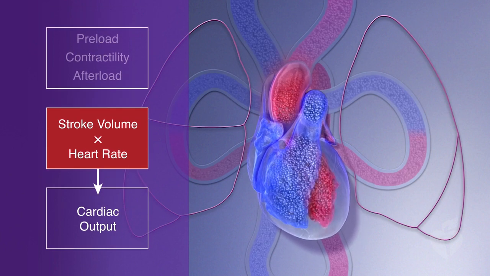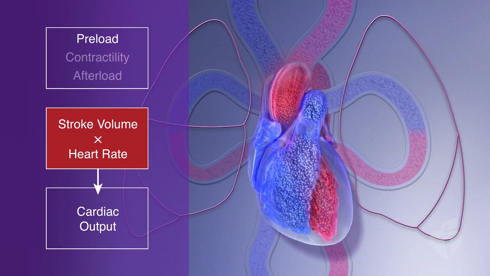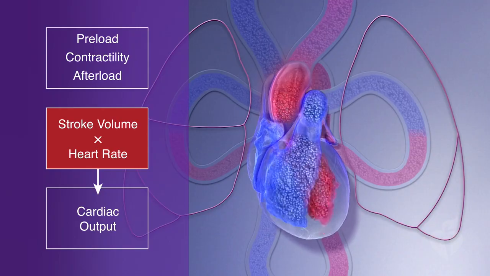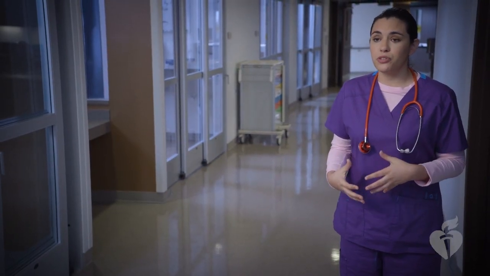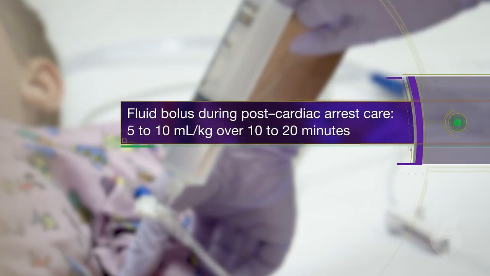Now let's consider stroke volume, which is determined by preload, contractility, and afterload. To increase cardiac preload, or the stretch and filling of the ventricles, we administer fluid boluses. Children who've had a cardiac arrest often have poor myocardial function and may not tolerate fluid boluses of 20 milliliters per kilogram. That's why you should consider smaller fluid boluses over a longer period of time. To optimize preload in these patients, give 5 to 10 milliliters per kilogram over 10 to 20 minutes. It's also important to reassess the child after each fluid bolus.